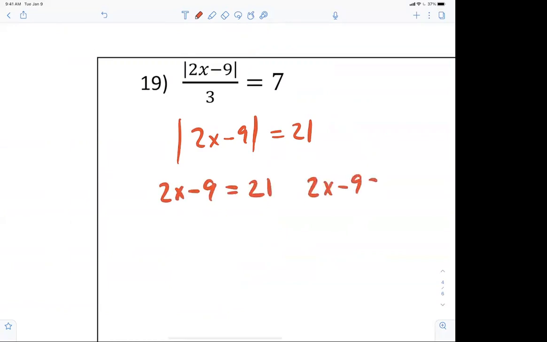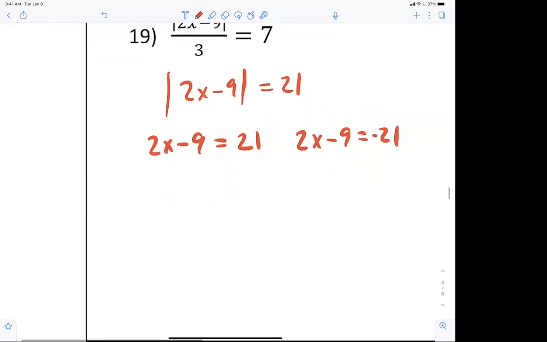2x minus 9 equals -21. Look, that's how simple. That's it. That's all there is. Now you solve the equations. And if you did good on the quiz, solving the equations is easy. Now's the time I'm trying to help you, though. If you didn't do good on the quiz, you need some help.